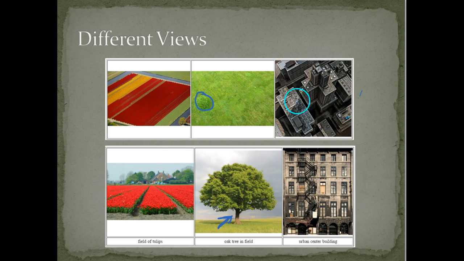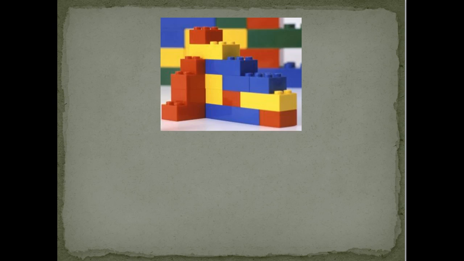If you are looking from above, this is what a city would look like. But then if we're looking at it at the ground level, this is what it looks like. So we're just dealing with how different things look. This is an isometric view. It shows different views of the same object.